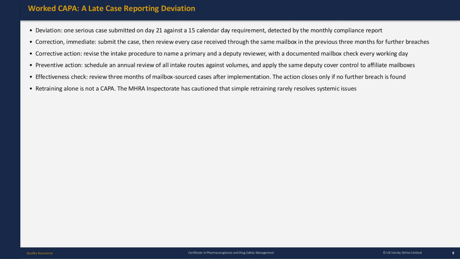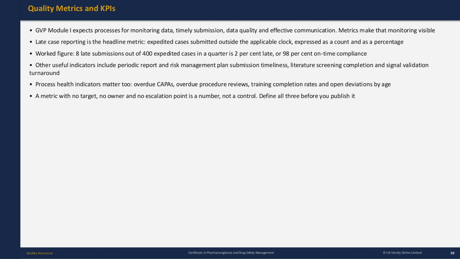Corrective action. Revise the intake procedure to name a primary and a deputy reviewer with a documented mailbox check every working day. Preventive action. Schedule an annual review of all intake routes against volumes and apply the same deputy cover control to affiliate mailboxes.